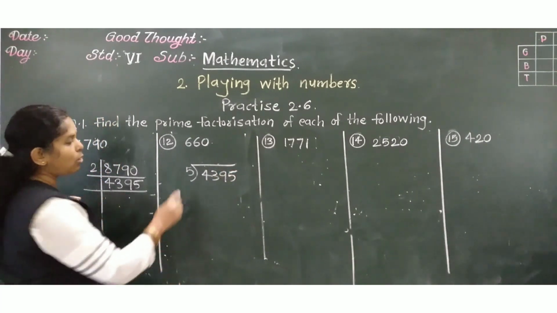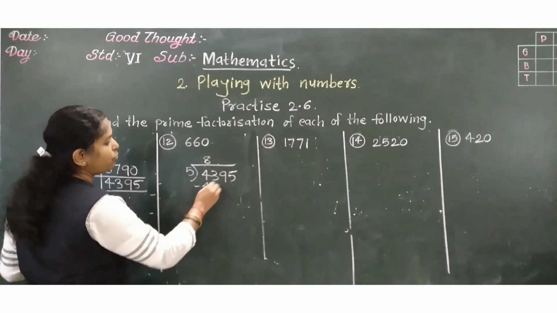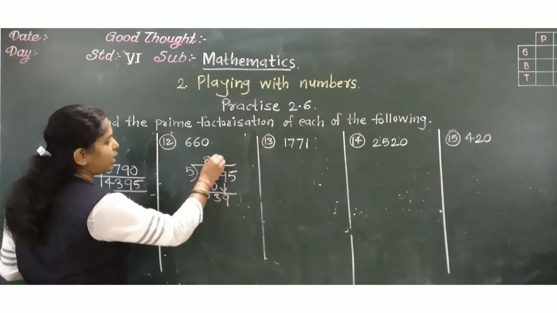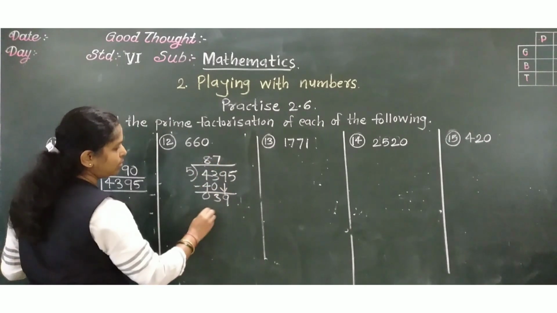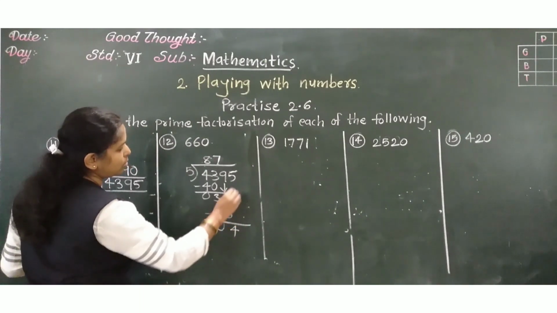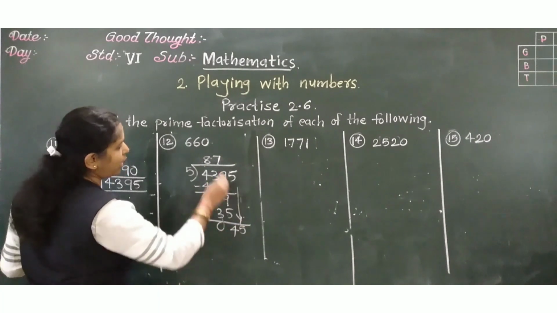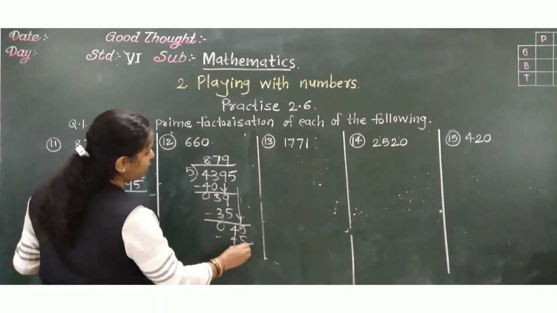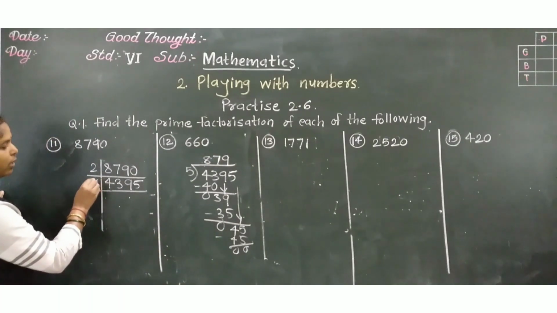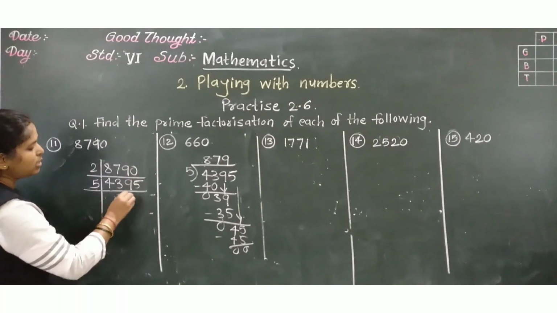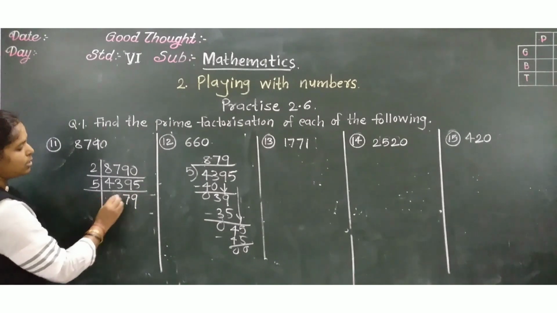Okay. Now see, 5 8s are 40. Take 9 down. 5 7s are 35 and 5 9s are 45. Got it? So what answer did you get here? We divided by 5 and we got 879 as the answer.